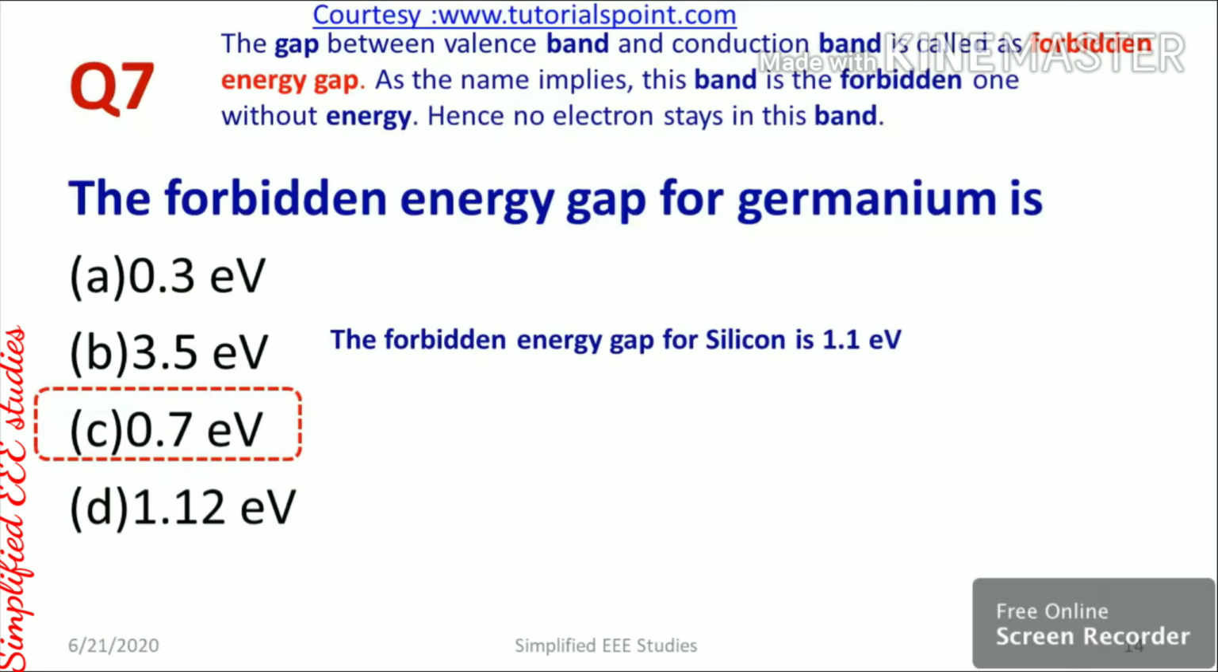The forbidden energy gap for silicon is 1.1 electron volt. That is another question which can be expected. So band theory is most important related to semiconductor physics.